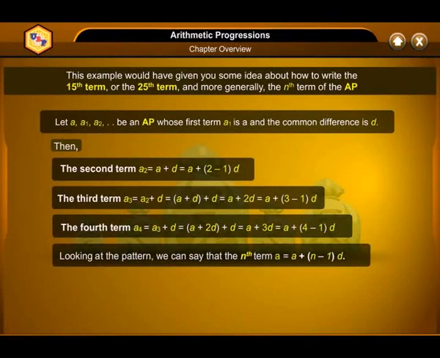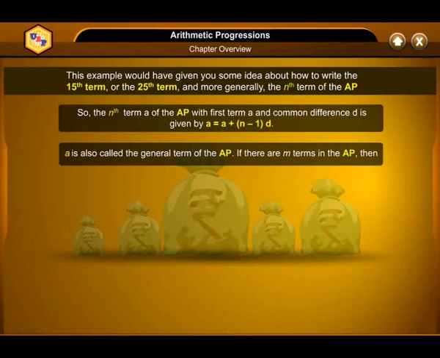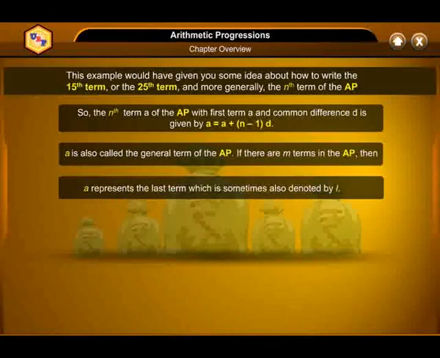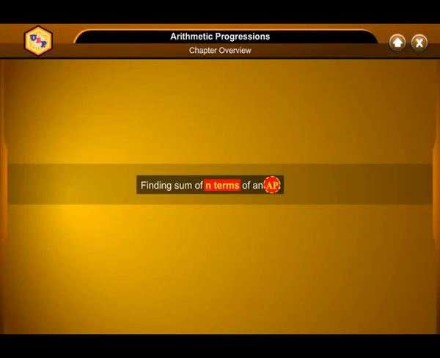Looking at the pattern, we can say that the nth term an is equal to a plus (n minus 1)d. So, the nth term an of the AP with first term a and common difference d is given by an is equal to a plus (n minus 1)d. an is also called the general term of the AP. If there are m terms in the AP, then am represents the last term, which is sometimes also denoted by l. Finding the sum of n terms of an AP.